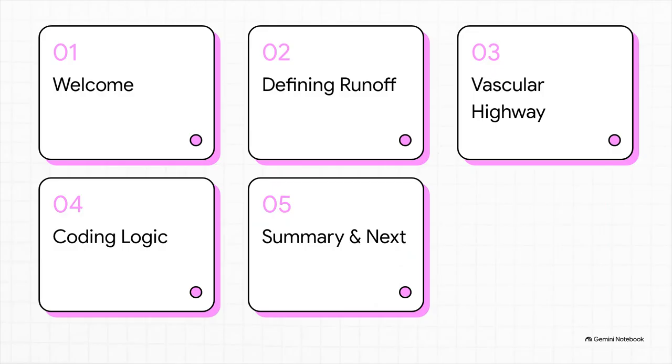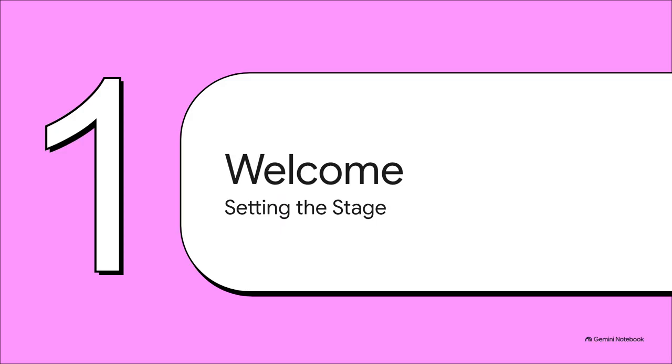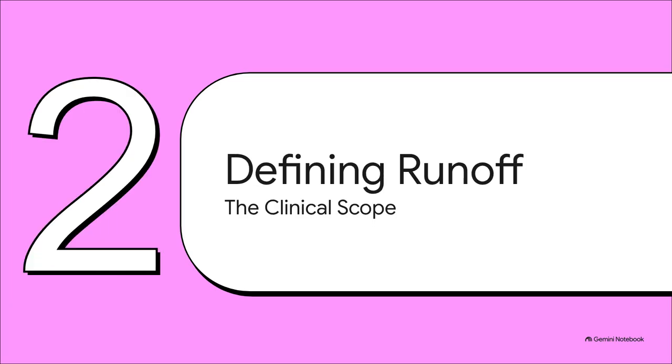Here's our roadmap for this explainer. We'll start with a quick welcome to Part 12, then move right into defining abdominal runoff studies. After that, we're navigating the vascular highway, cracking the coding logic, and finally, we'll wrap up with a summary and a look at what's next. All right, Part 12, setting the stage. Let's do this. Moving right into defining abdominal runoff studies and looking at the clinical scope of it all.